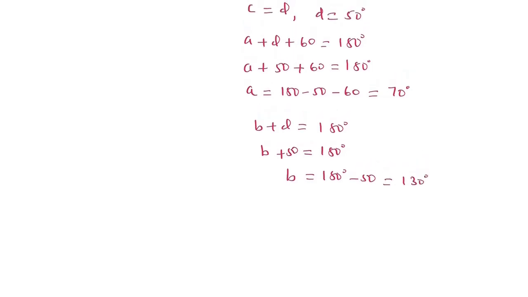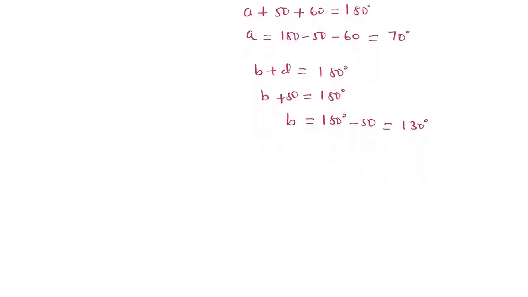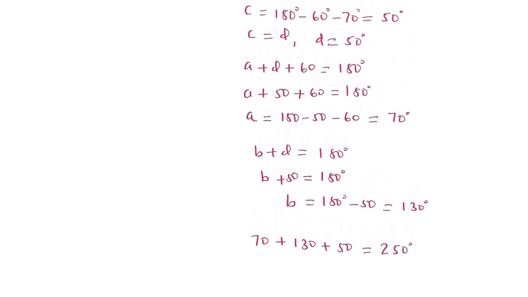Okay, so now we have the values for A, B, and C. Now to get their summation, we take 70 plus 130 plus 50, of which after solving the values, we have 250 degrees. And this is going to be our answer.